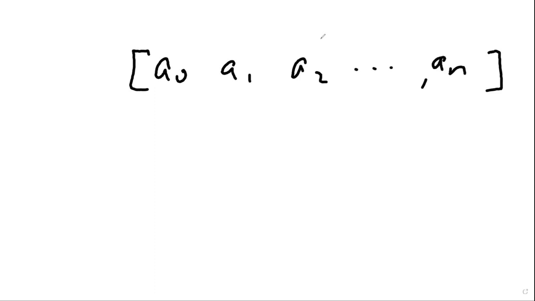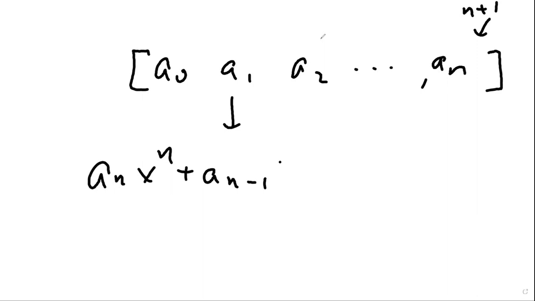So the coefficient is actually like this: A0, A1, A2, whatever, up to AN. So in total this will be n plus 1 numbers, right? And this represents your AN x^n plus AN minus 1 x^(n-1) plus blah blah blah plus A1 x^1 plus A naught. So that's the polynomial you represent.